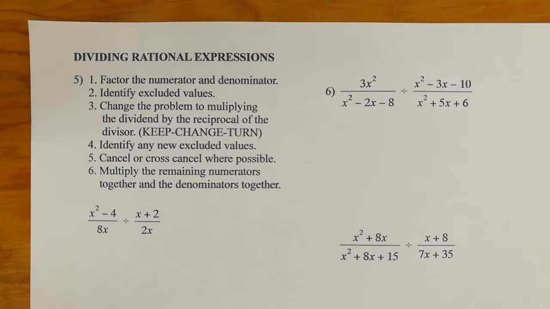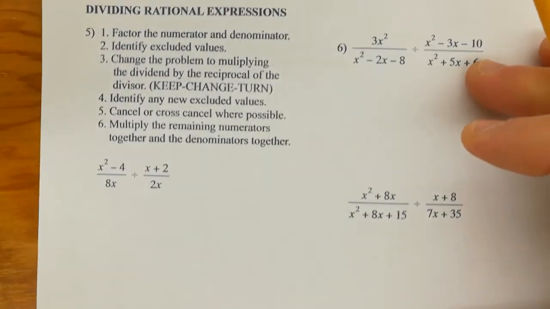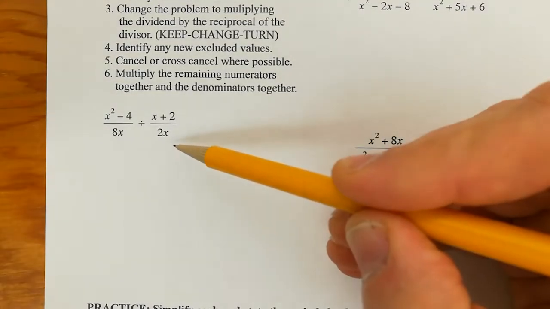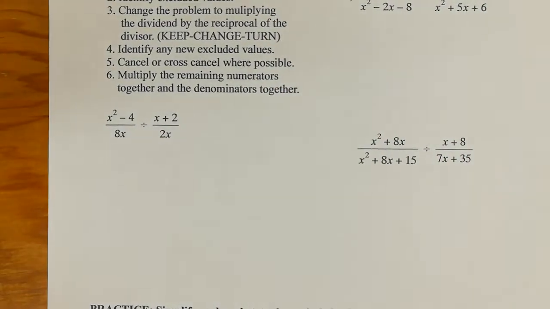All right, we are going to divide some rational expressions. If you've watched the multiplying rational expressions video, this is very similar to that. There's just basically one additional step. So here's some steps, and let me go ahead and just do this example, and I'll kind of refer back to the steps as I go along.